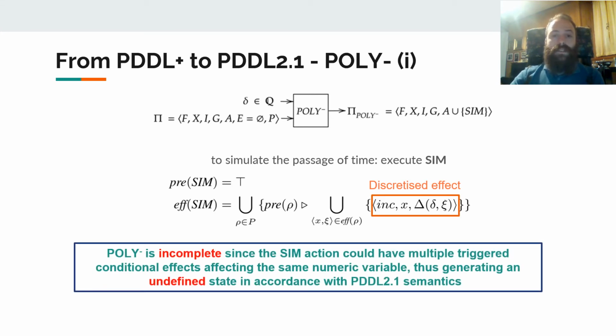Observe that Poly minus is incomplete in the general case because, given a state in which simulate is applied, more conditional effects affecting the same numeric variable could be activated, thus generating an undefined successor state according to the numeric semantics.